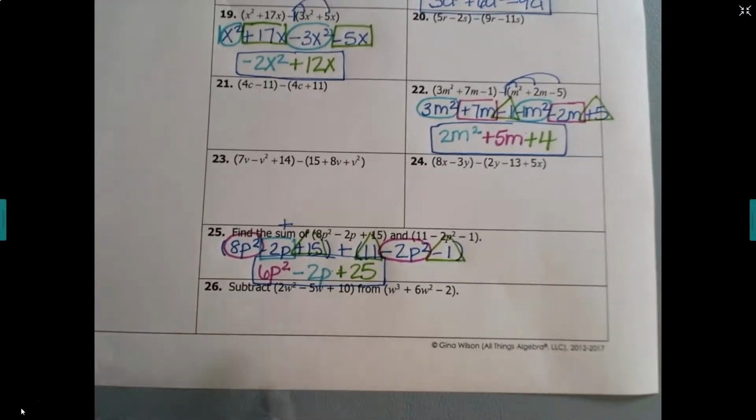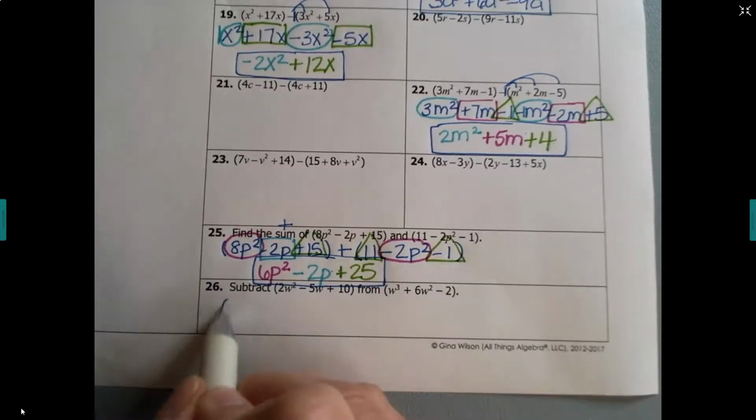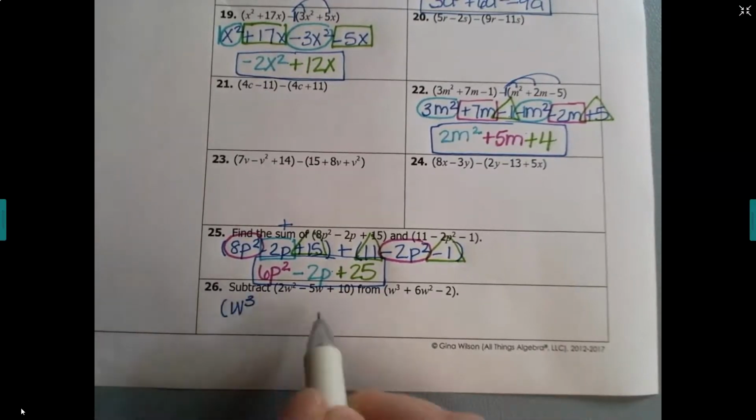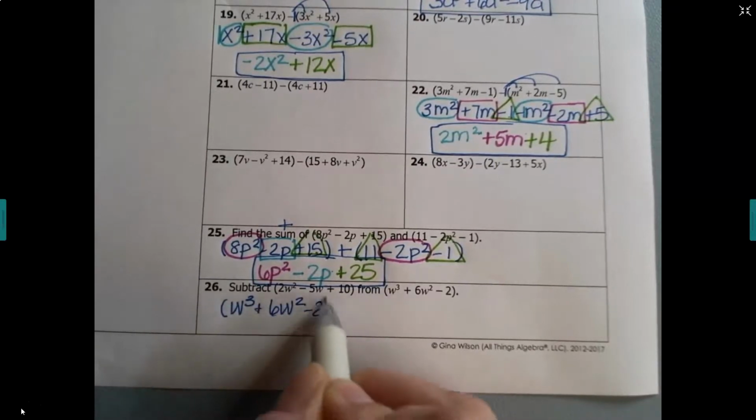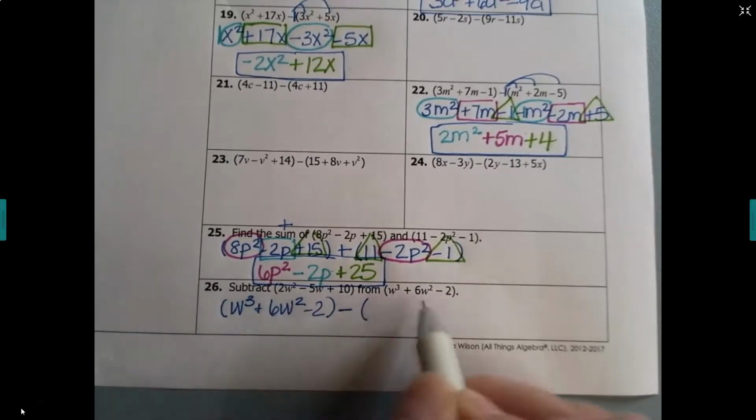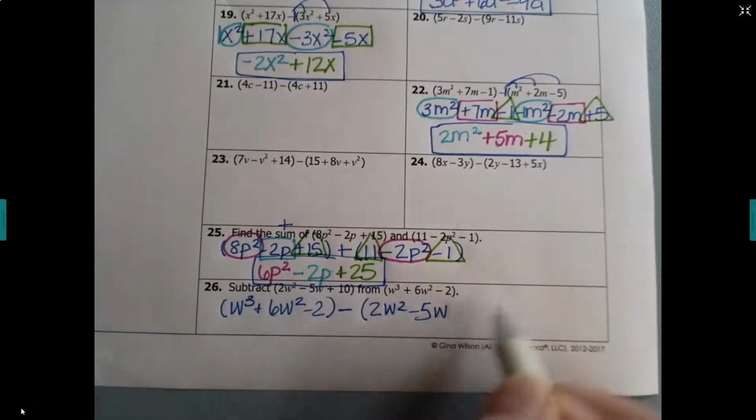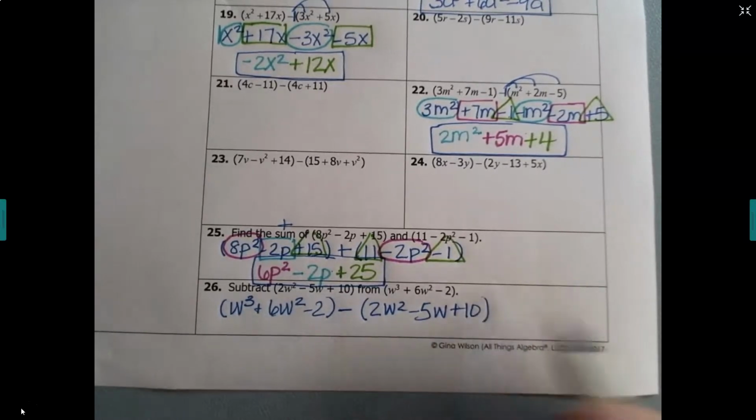So 26 might get you. Pay attention to what it says. It says subtract this from this. So really what it's saying is this one minus this one. So we're going to write the second one first. W cubed plus 6w squared minus 2 minus 2w squared minus 5w plus 10.